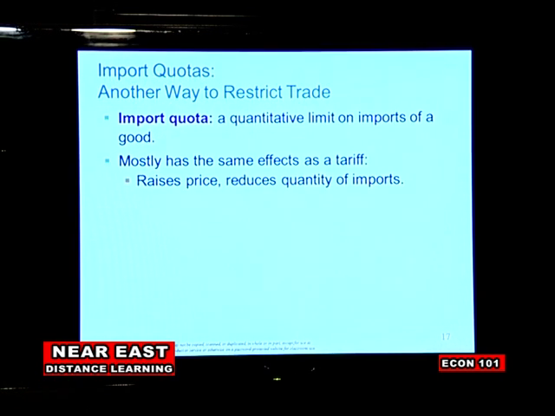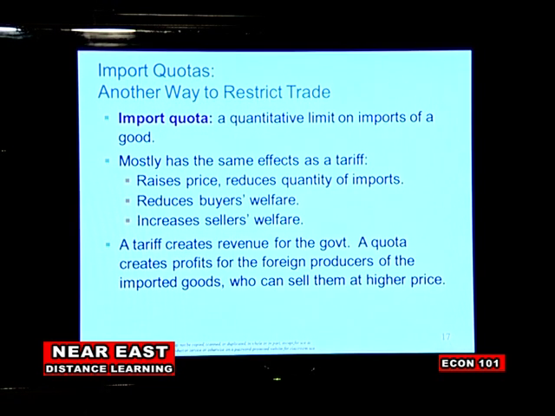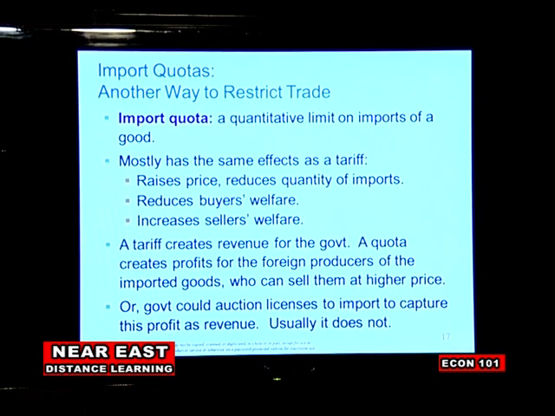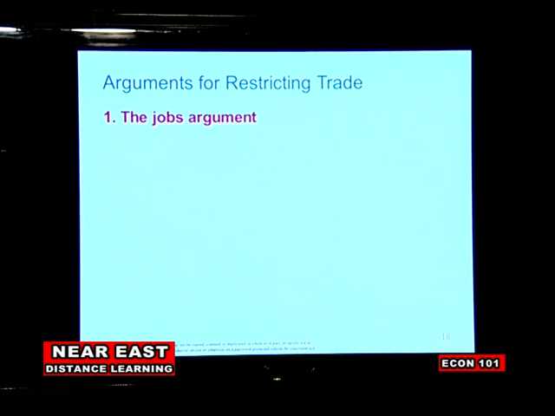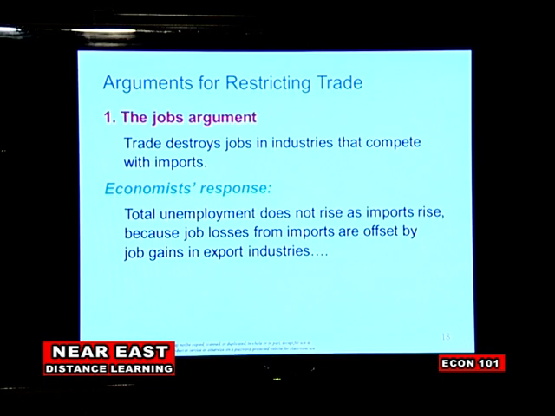An import quota is a quantitative limit on imports of a good and mostly has the same effects as a tariff. It raises price, reduces the quantity of imports, reduces buyers' welfare, and increases sellers' welfare. A tariff creates revenue for the government. A quota creates profits for the foreign producers of the imported goods, who can sell them at a higher price. Or the government could auction licenses to import to capture this profit as revenue. Usually it doesn't.